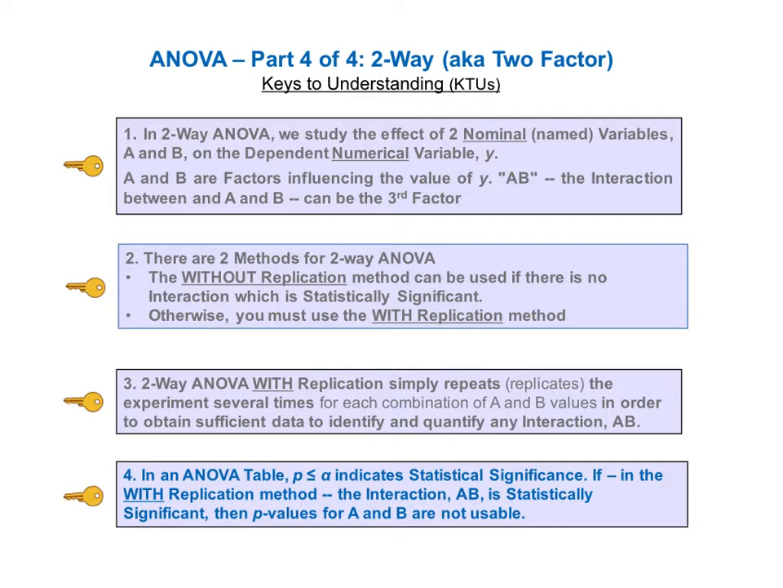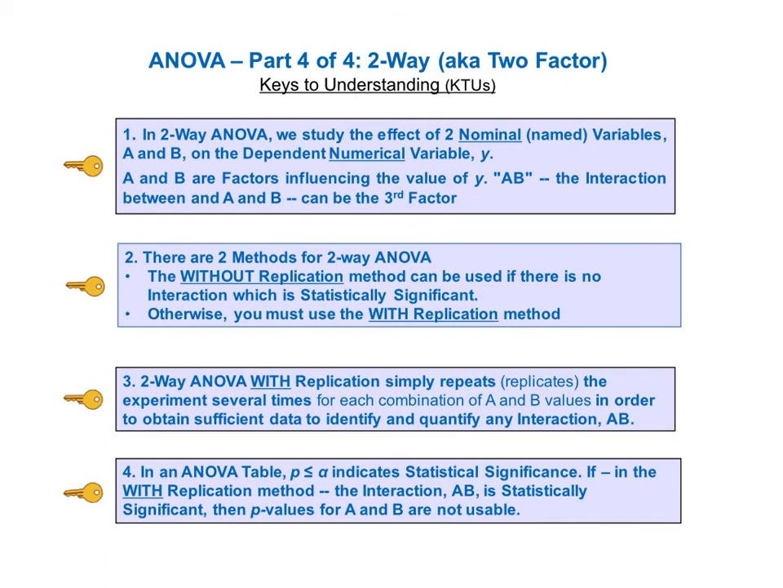And the final KTU, number 4, tells us, in an ANOVA table, P less than or equal to alpha indicates statistical significance. If, in the with replication method, the interaction AB is statistically significant, then p-values for A and B are not usable. And here on one page, we summarize everything you need to know about two-way ANOVA. You may wish to pause the video now and read all of these keys together.